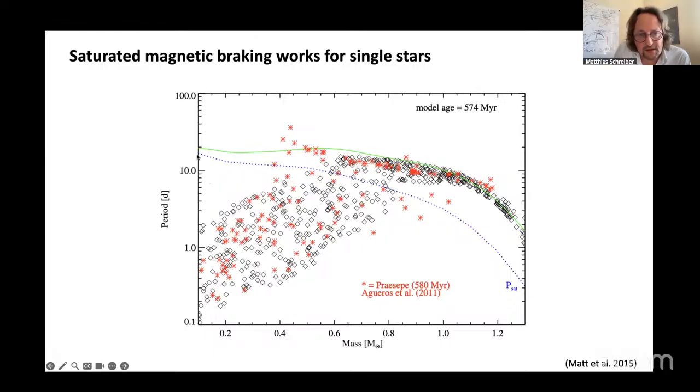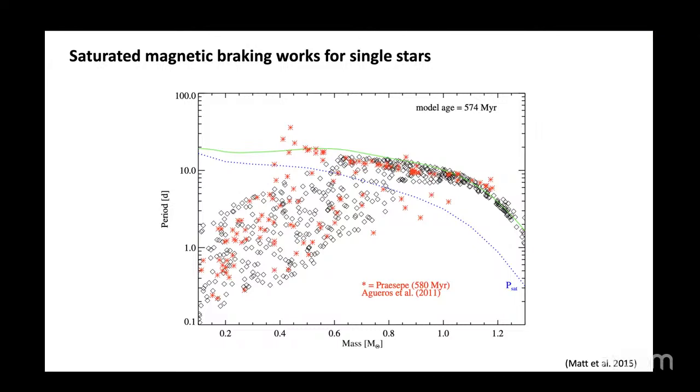And the dotted line represents the saturation period, which is not the same for all masses. It depends on the mass. So these stars here on the left, they evolve relatively quickly in the saturated regime towards this region here between the green and the blue line, and then they accumulate here because magnetic braking becomes weaker the slower the star gets.